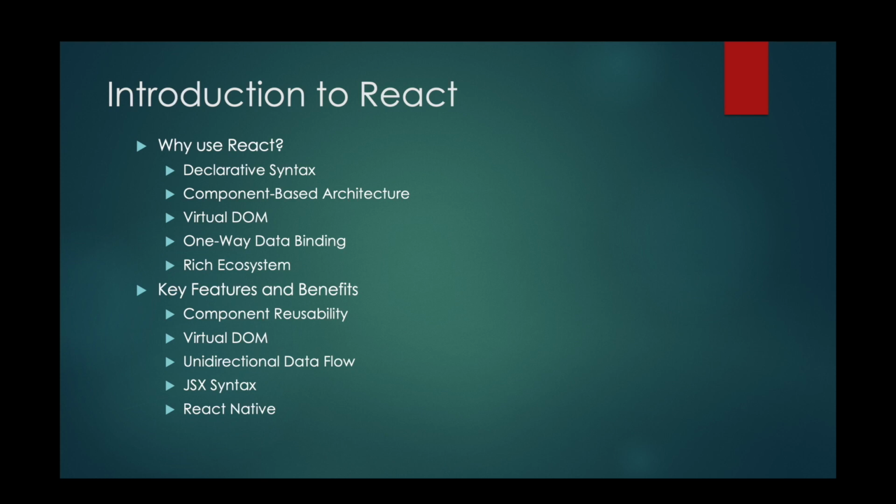Unidirectional data flow. React follows a unidirectional data flow, making it easier to manage application state and reducing the likelihood of bugs. JSX syntax. React uses JSX, JavaScript XML, a syntax extension that allows developers to write HTML-like code with JavaScript. This makes the code more readable and easier to maintain.